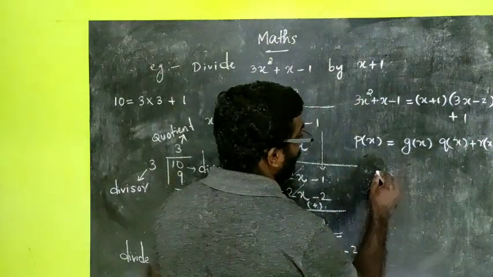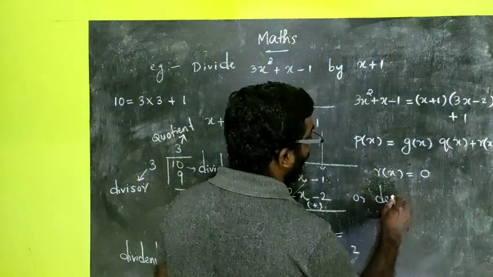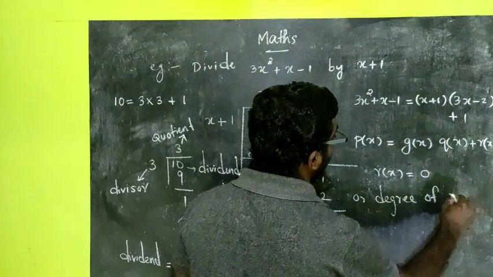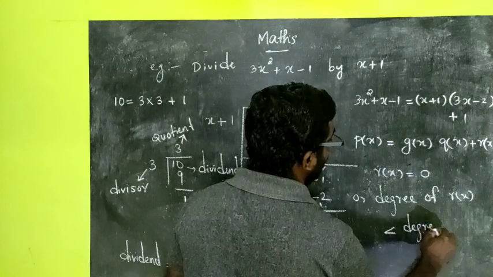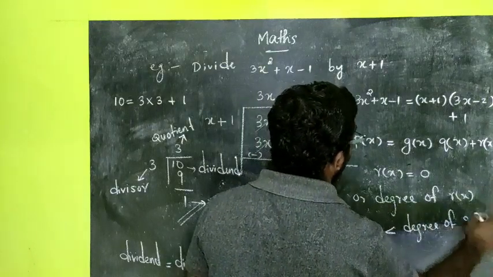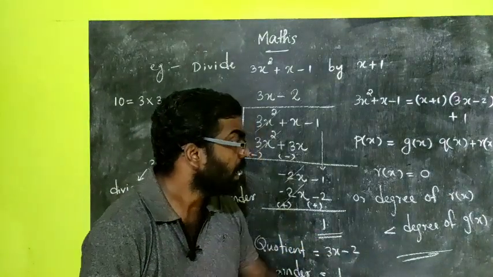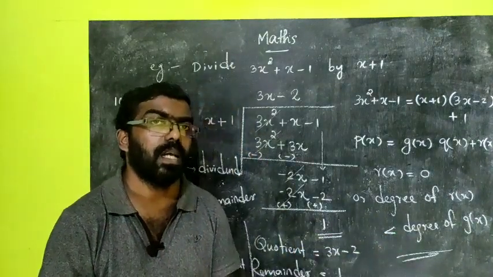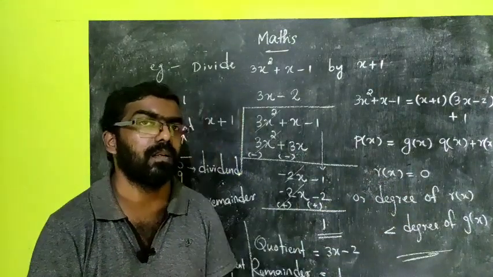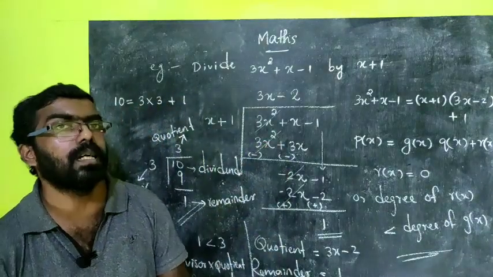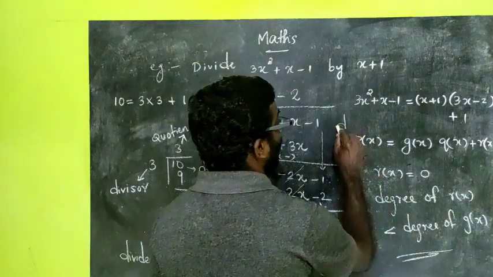And the condition is r of x is equal to 0 or degree of r of x is less than degree of g of x. That means the degree of the remainder is less than the degree of g of x. Either it is 0 or the degree is less than the degree of the divisor. Understood? So this is called the division algorithm for polynomials.